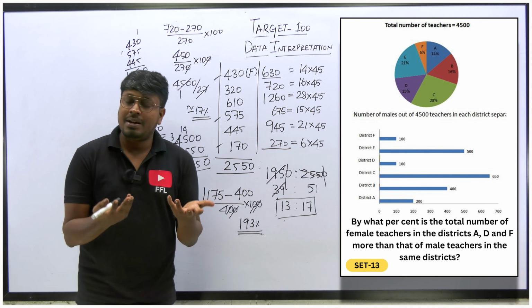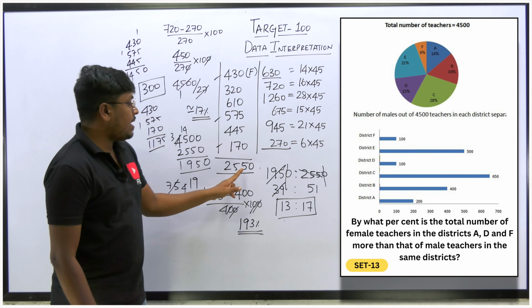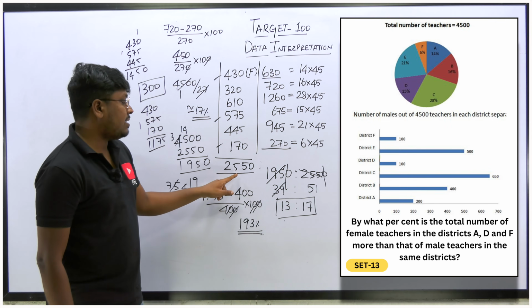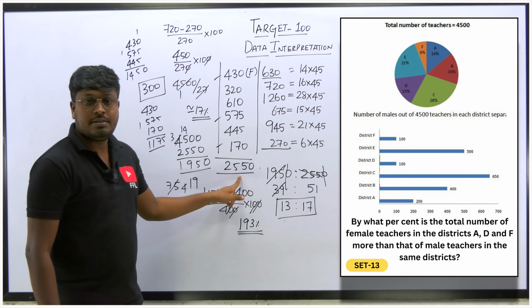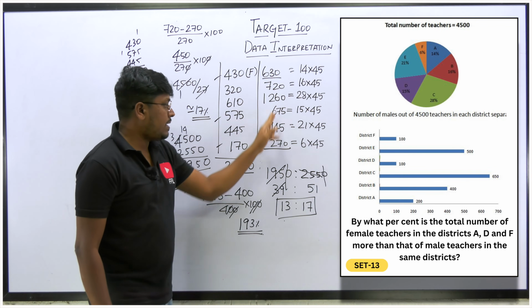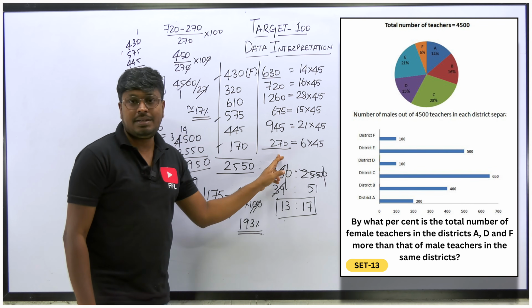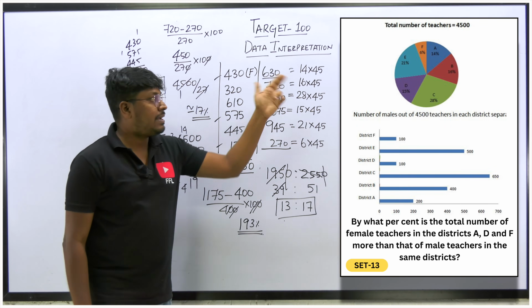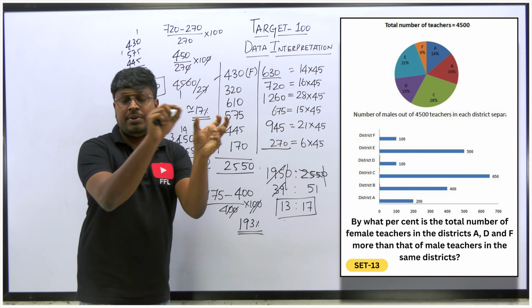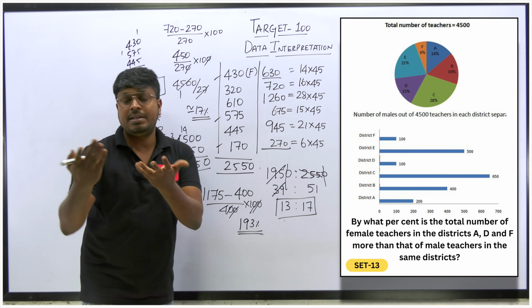And there is a shortcut for some questions. Even if they ask you to find the average number of female teachers in the first question, what you can do is find the total without finding each one. You can find the total number of people in all the different districts, and then add the second chart's total male, and do 4500 minus total male. When you subtract it, the resultant will be female, divided by 6.